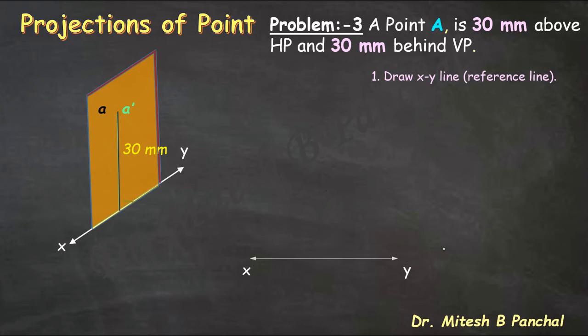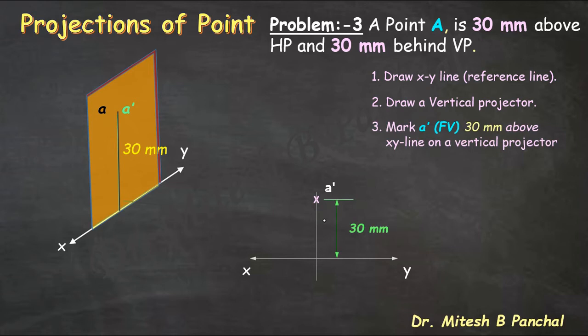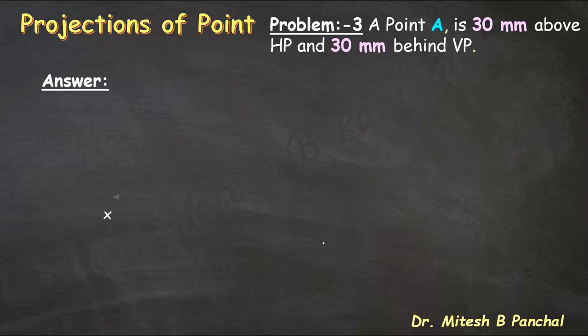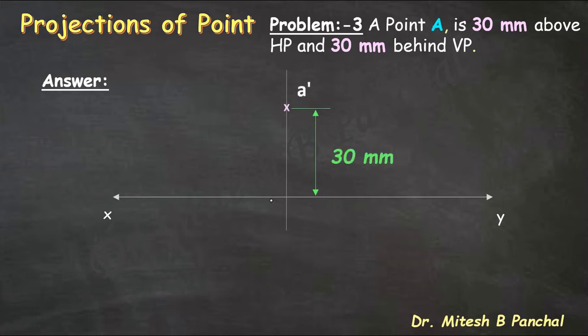So draw XY line, then draw a vertical projector on which both the projections will be considered. We know that A dash and a, that is front view and top view, are 30 mm above XY line. So first we will draw the front view, that is A dash 30 mm above XY line, and same point will be the top view of point A. So final answer is that draw XY line, then draw vertical projector, and on this vertical projector first mark A dash, that is front view of point A, 30 mm above XY line, and same point will be the top view of point A.